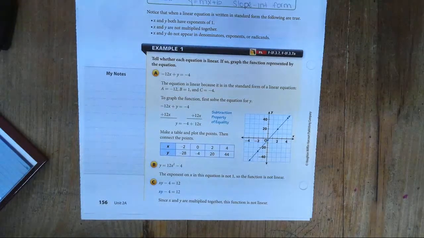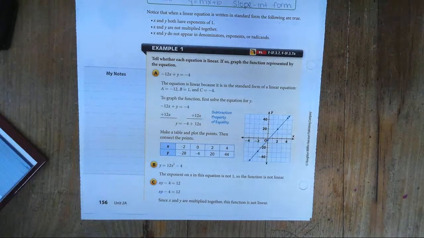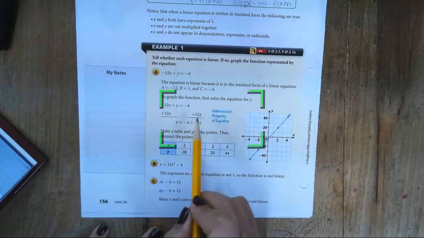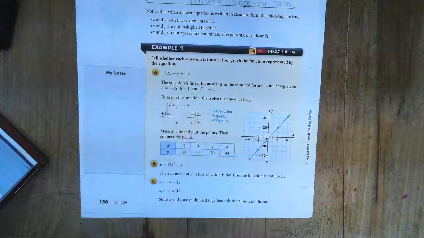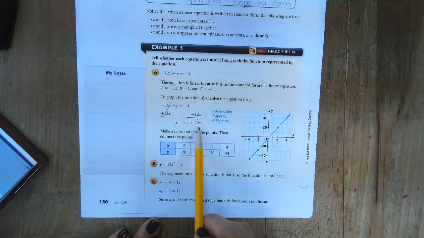In order for us to graph that function, we first want to go ahead and solve for y. And this is where literal equations plays a big deal, because you'll need to know how to rearrange the original equation into slope-intercept form so you guys can solve it easier and get points that you can plot on a graph. So in order for us to rearrange this and solve for y, we can add 12x to both sides so that it cancels out from here. And so now we have y equals -4 plus 12x.